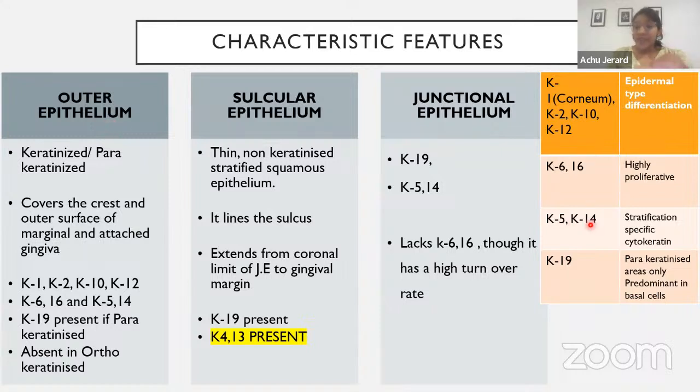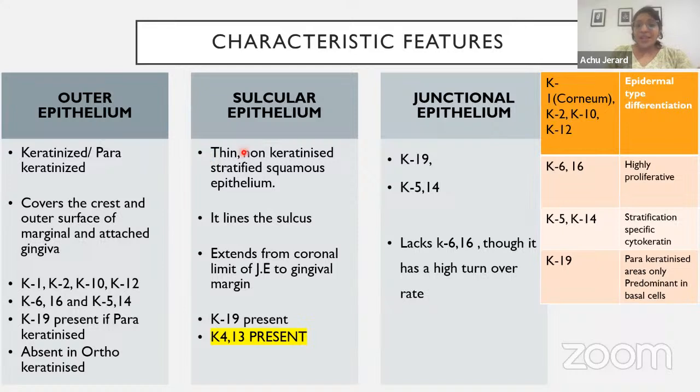And then 5 and 14, and 19. 19 is actually seen in those which are partially keratinized, not fully mature keratin. So it is again seen in the outer epithelium. So actually outer epithelium consists of, and this 5 and 14 are stratified cytokeratin. So wherever the stratification is seen, that is the area where this 5 and 14 is seen. So outer epithelium has got all of these cytokeratins.